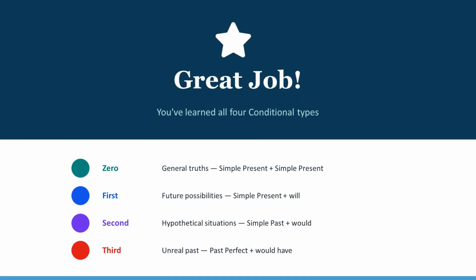Great job! You have now learned all four types of conditional sentences in English. Let us quickly recap. The zero conditional is for general truths and uses simple present in both clauses. The first conditional is for future possibilities and uses simple present in the if clause and will in the main clause. The second conditional is for hypothetical or imaginary situations and uses simple past in the if clause and would in the main clause. And the third conditional is for unreal past situations and uses past perfect in the if clause and would have plus past participle in the main clause.